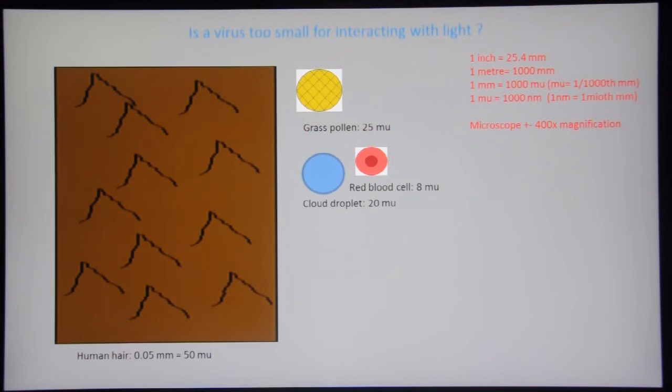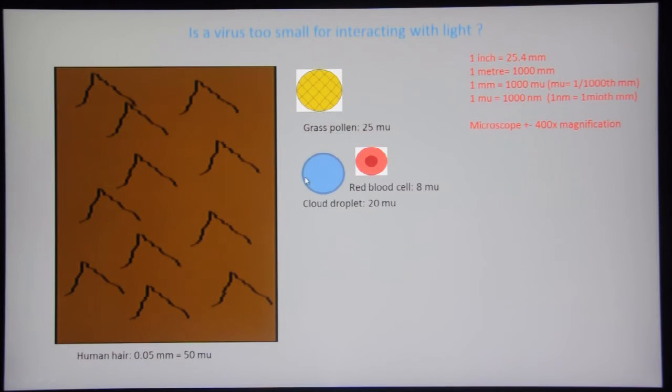So 1,000th of a millimeter, that's already quite small, but we can go even smaller and divide it into 1,000 even smaller things, which are called nanometers, and they are 1/1,000,000th of this small millimeter. A millimeter is typically the size of a nail clipping, the width, not the length. Now, grass pollen, for example, so some pollen are again bigger and some are smaller, are about 25 micron, just like the droplets in a cloud.